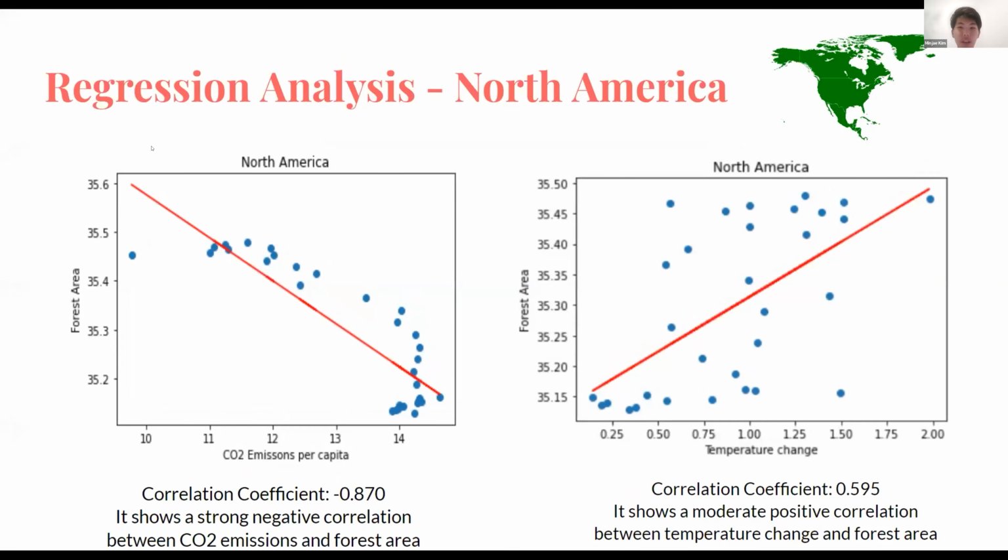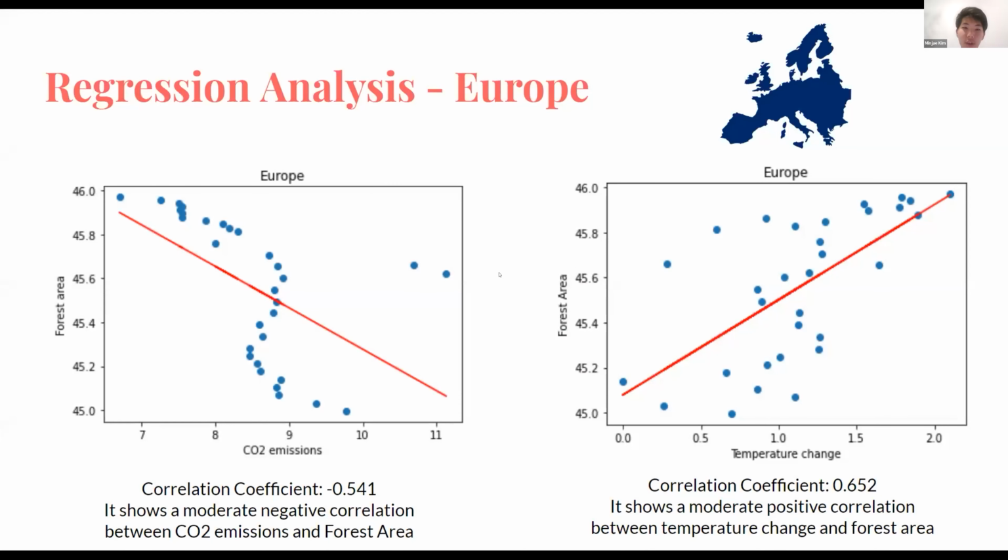Okay, so moving on to our analysis, we performed the same analysis for all continents to see differences. This one is North America, and it showed a strong negative correlation between CO2 emission and forest area. However, if you look at the right side of the graph, it shows a moderate positive correlation between temperature change and forest area. If you look at Europe, it's pretty similar to North America, just that it has slightly less correlation between values.